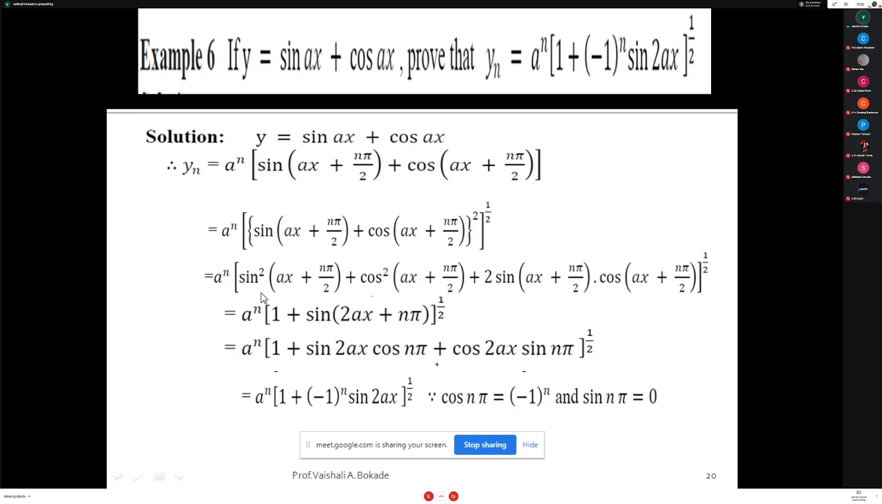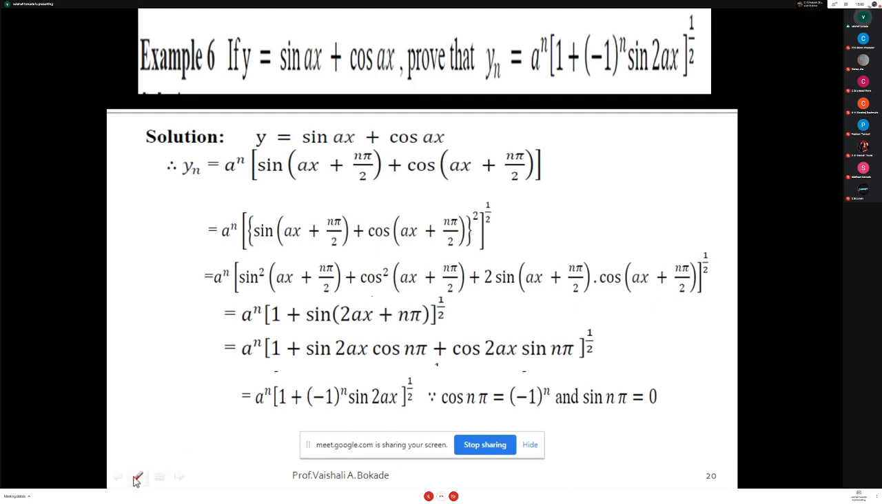And what I am doing: sine square theta plus cos square theta is 1. I wrote it here, raised to 1 by 2. We are keeping this as it is. 2 sine theta into cos theta is sine 2 theta. I wrote it. So I am having theta is ax plus n pi by 2, multiplied by 2, because I'm going for 2 sine theta into cos theta. So I wrote it as sine of twice ax plus n pi.